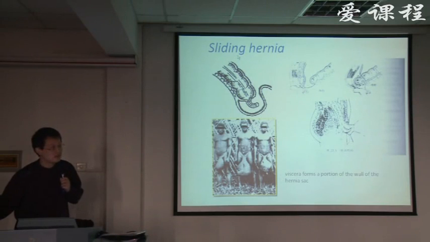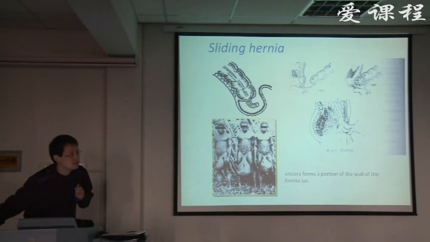So that means in a normal hernia, the hernial sac is only and only formed by the peritoneum. Not in a sliding hernia. In the case of irreducible hernias, the hernial sac is formed only and only by the peritoneum, not by the intestines.